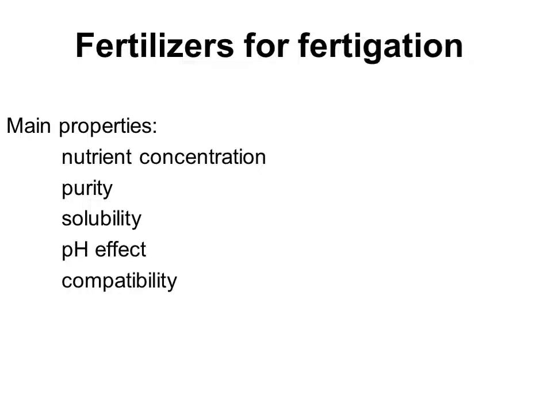The main properties that have to be considered for fertilizers used in fertigation are, of course, the nutrient concentration, but in this case, the purity, the absence of impurities is very important. Of course, the solubility, because the solubility will mark what is the maximum concentration that we can keep in the stock solutions. We will talk about stock solutions later. What is the pH effect and the compatibility? The compatibility means if we can mix two fertilizers in the same tank.